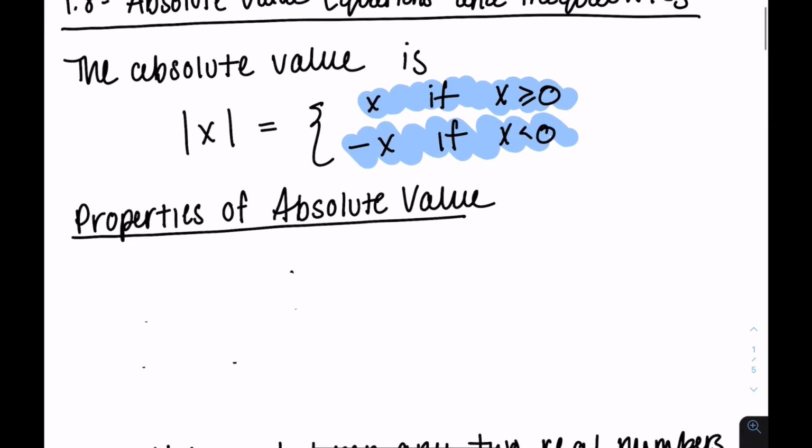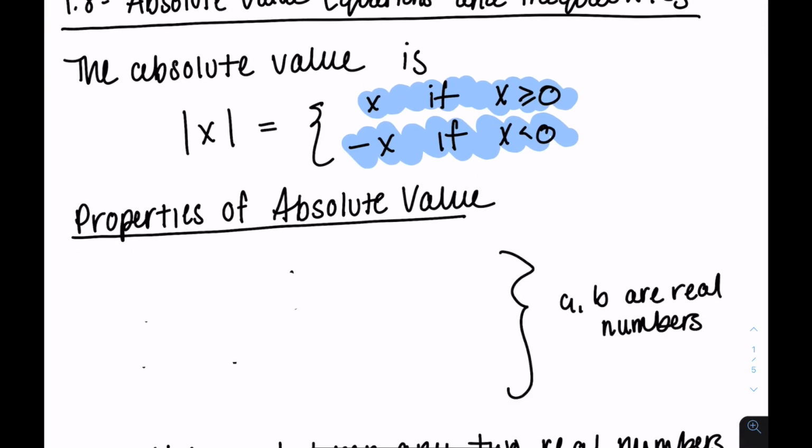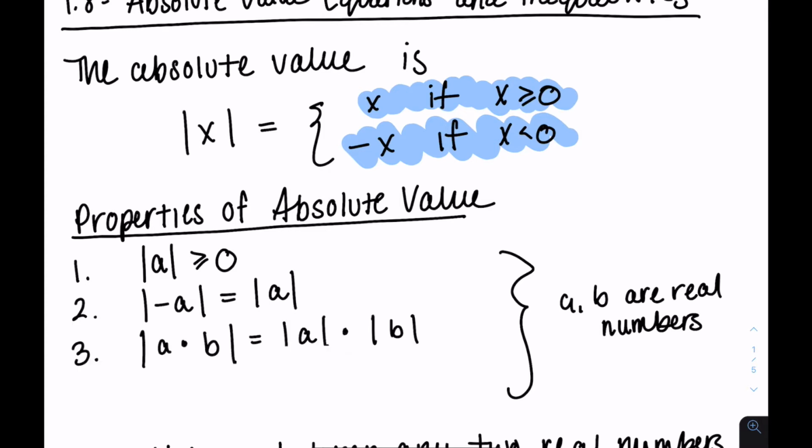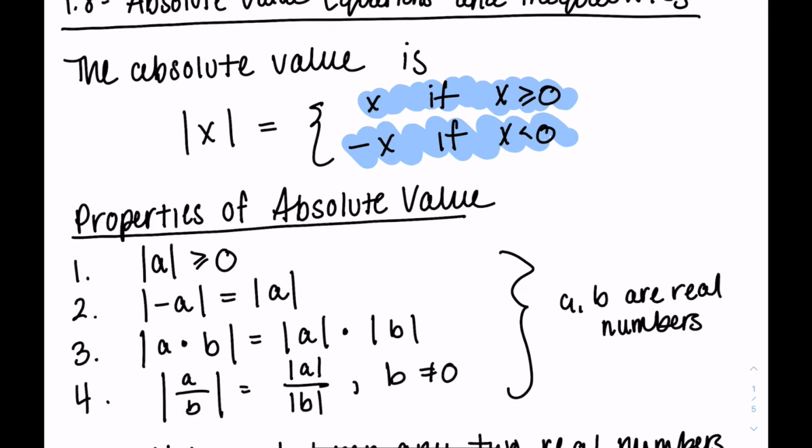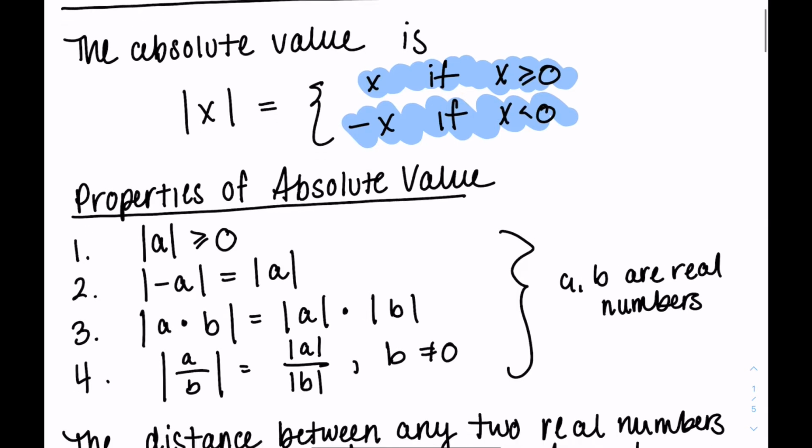So we've got four properties. We're going to let a and b be real numbers. The first one is the absolute value is always going to be non-negative, so it's greater than or equal to 0. Second one, if you take the absolute value of -a, that negative sign does absolutely nothing, so it can get annihilated. Like radicals, if you take the absolute value of the product of two things, you can take the absolute value of each individually. And same thing with division. The only time this is good though is when the denominator is not 0.